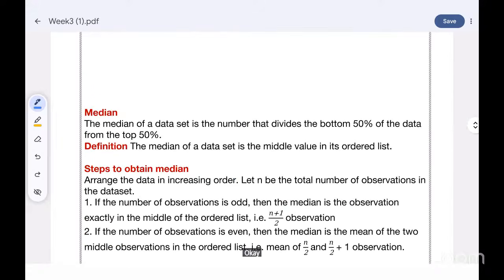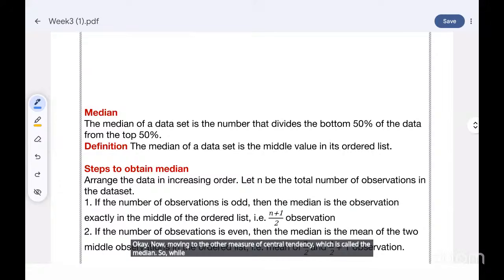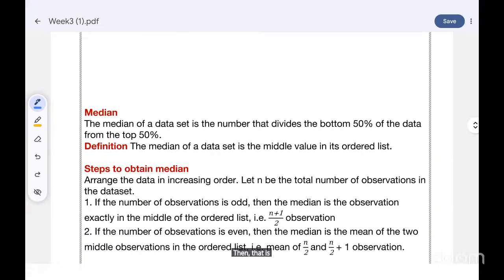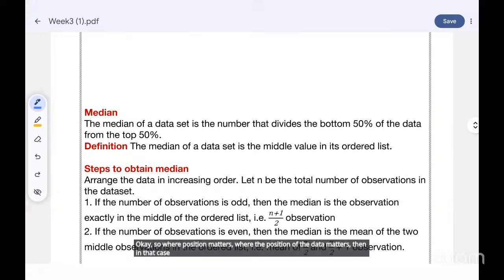Now moving to the other measure of central tendency, which is called the median. While defining central tendency, we saw a typical value or the center of the data set, right? The typical value is the average. But if you are looking at the center, then that is the median. Where the position of the data matters, the median is the central tendency we use.